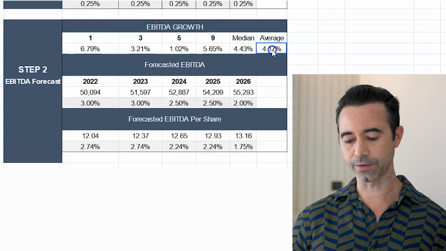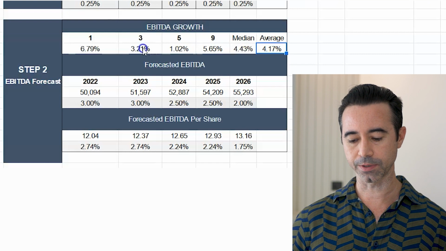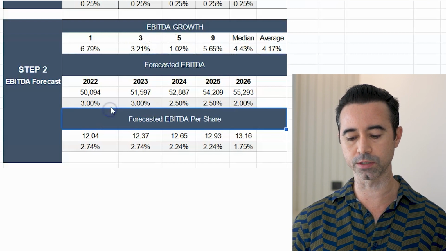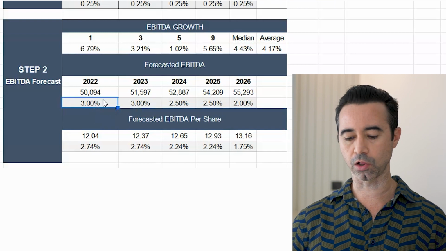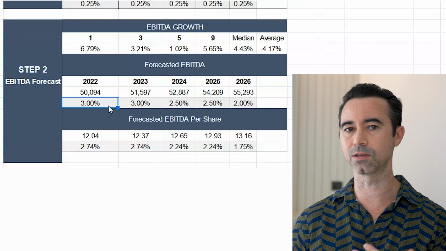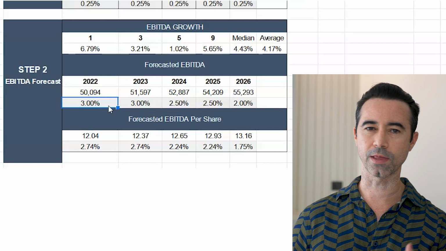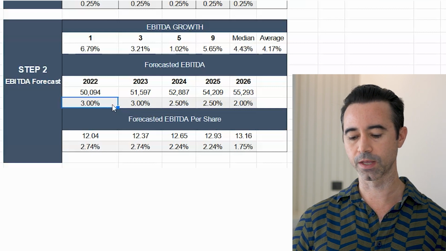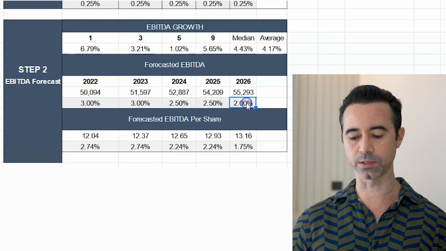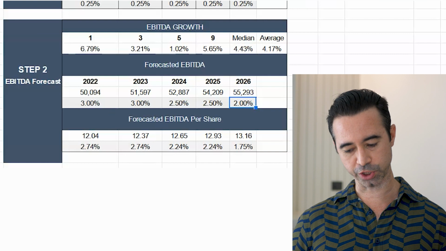So we have a median, we have an average. What are we going to do here? I'm going to go more conservative. I'm going to do a 3.21%, that's the 3-year average, and I'm actually going to have this decline going forward because there are some things with this company I don't necessarily think growth is going to be great. We're going to show that when I go over the CAT 5 score, but 3%, 3%, 2.5%, 2.5%, down to 2% by 2026 EBITDA growth. This is the forecasted per share EBITDA.